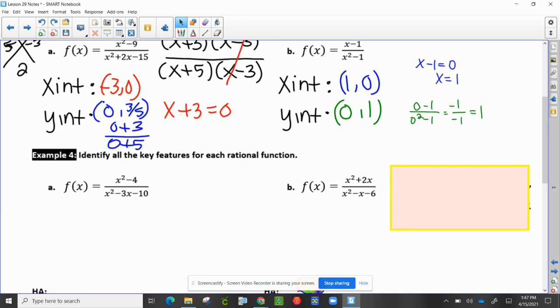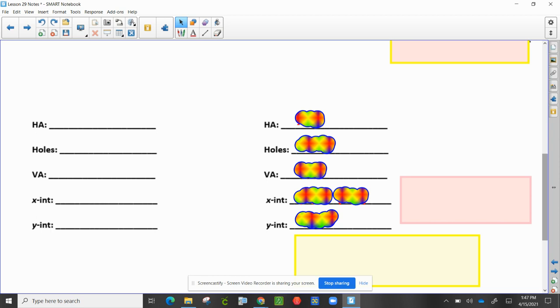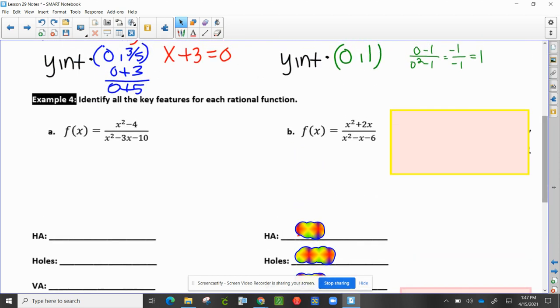Okay. All right, so in example 4, we're just going to put all of this together. So I have all the key features listed here. I'm going to go through A, and I'm going to have you guys try B. We're going to start by looking at the horizontal asymptote first, because you're going to get that before you factor anything. So let's look at our biggest x's.